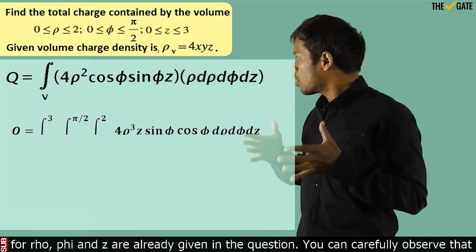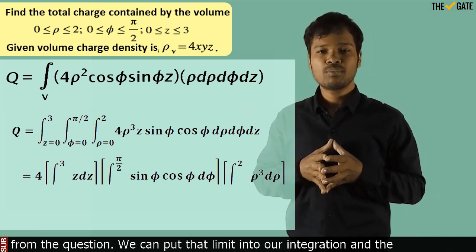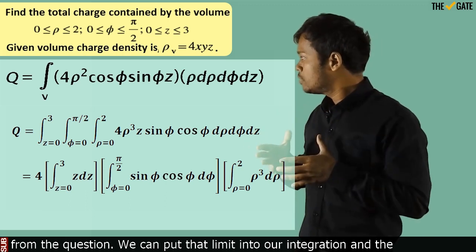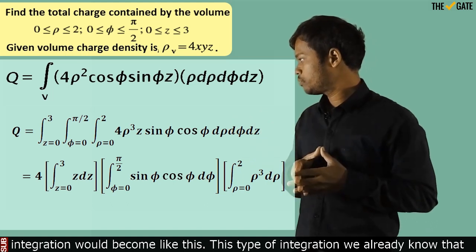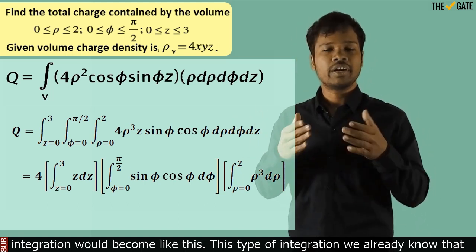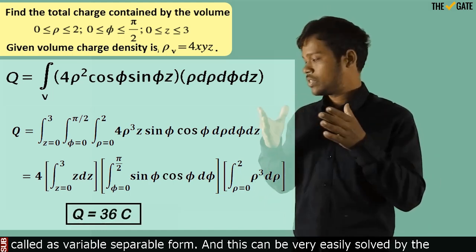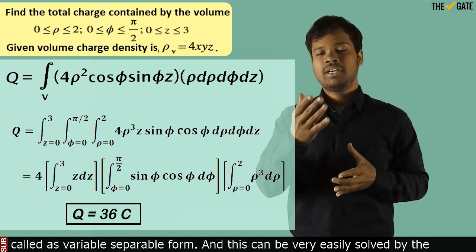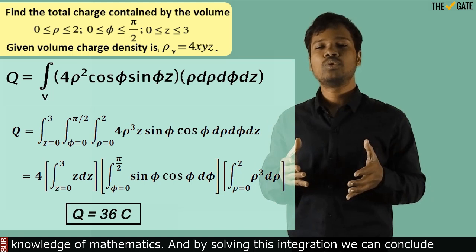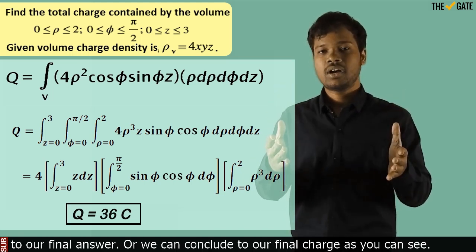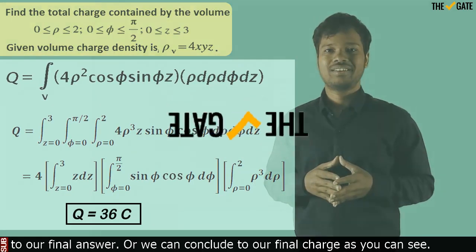And the limits for rho, phi and z are already given in the question. You can carefully observe that from the question. We can put that limit into our integration, and the integration would become like this. This type of integration we already know is called variable separable form, and this can be very easily solved by the knowledge of mathematics, and by solving this integration we can conclude to our final answer, or our final charge, as you can see from your screen.